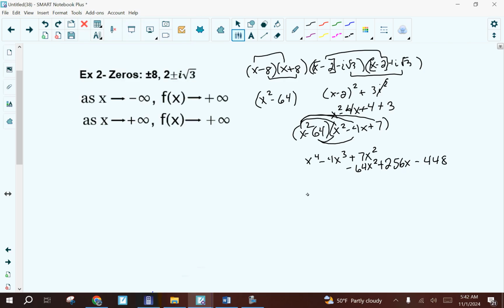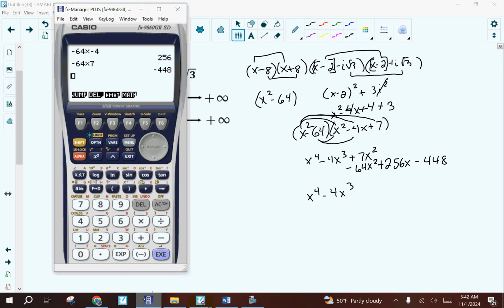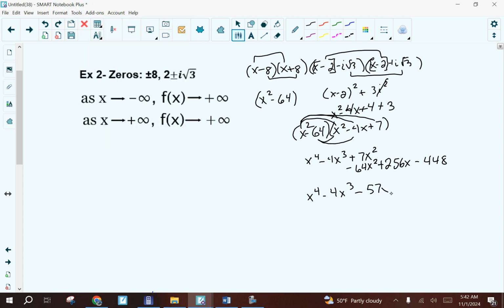Combine like terms. x to the fourth minus 4x to the third. Got the calculator, so let me just do that real quick. 7 minus 64, probably 57. Yeah, negative 57x squared, plus 256x minus 448. Now, before we say that's the answer, we have to double check.